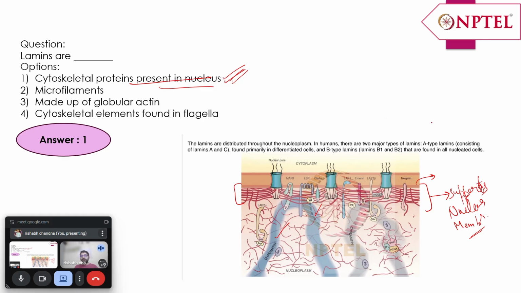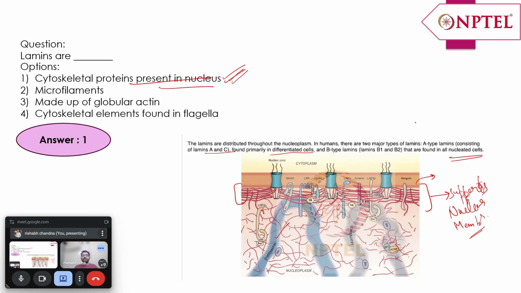There are two major types of lamins that are present in the nucleus. That is A type lamins, lamins A and C, and these are present in differentiated cells. And B type lamins, B1 and B2, they are found in all nucleated cells.